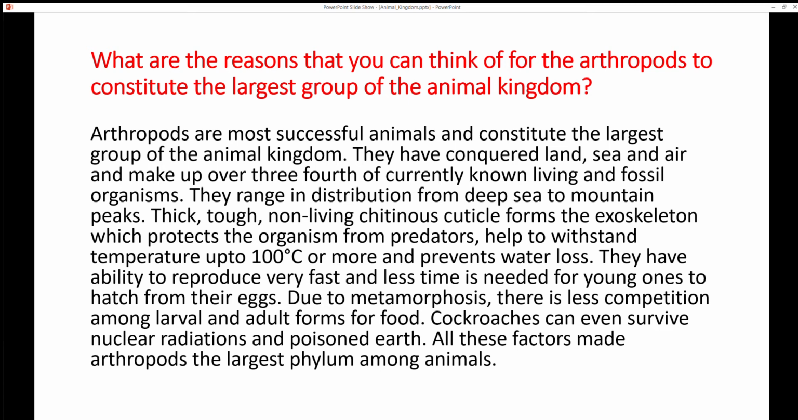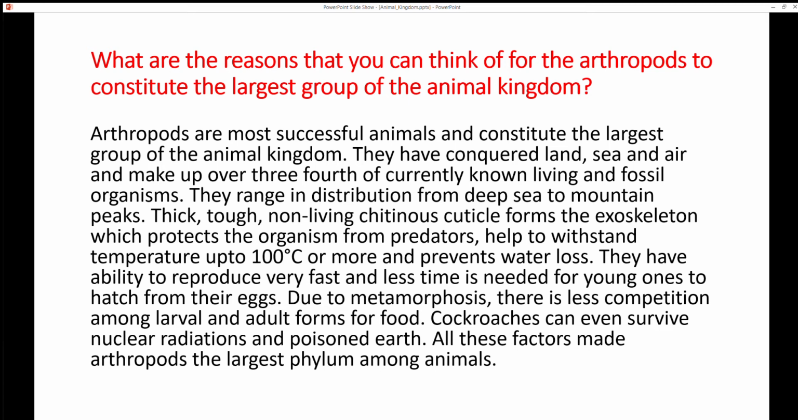Thick, tough, non-living chitinous cuticle, which is hard. When you observe the cockroach, the cuticle forms the exoskeleton which protects the organism from predators, so predators cannot eat it directly. It helps to withstand temperatures up to 100 degrees and more and prevents water loss.